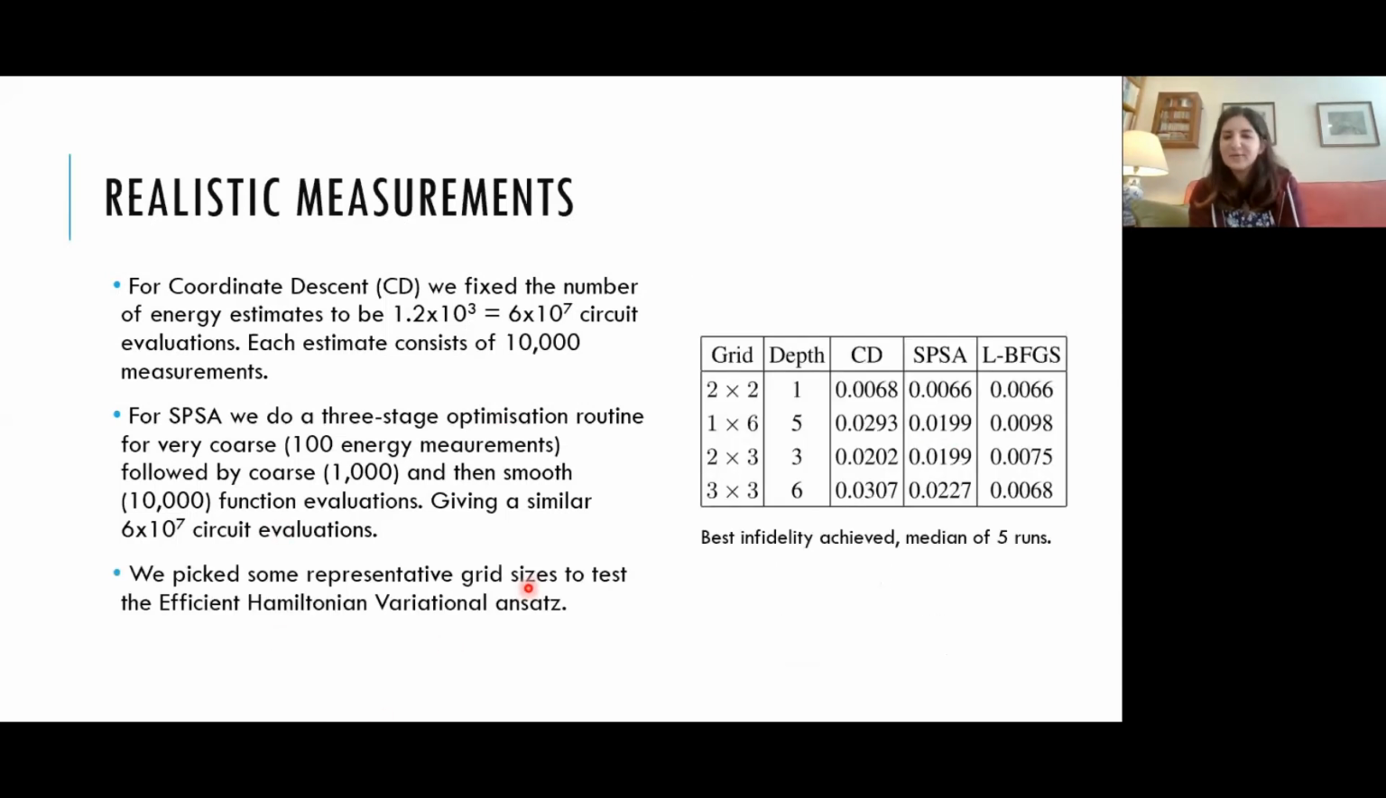Okay. This table just shows a few more grid sizes. So again, LBFGS is the exact optimizer, so this is without noise here. SPSA consistently performs better than coordinate descent in this case.